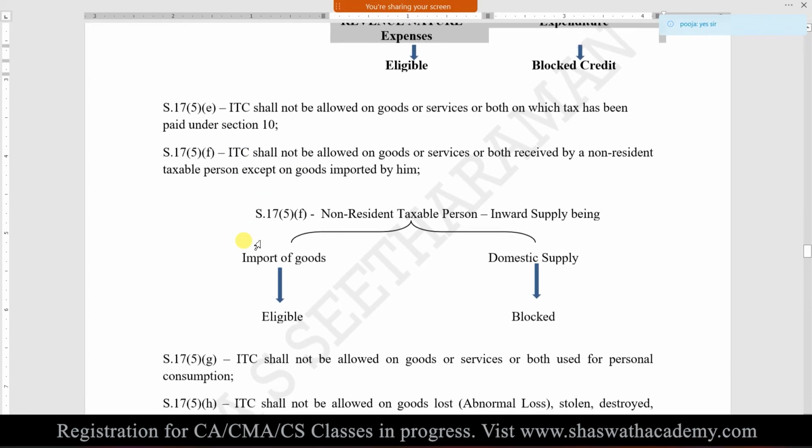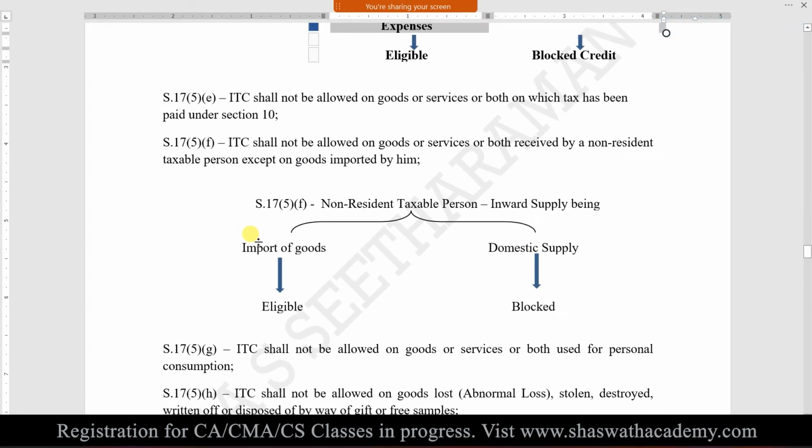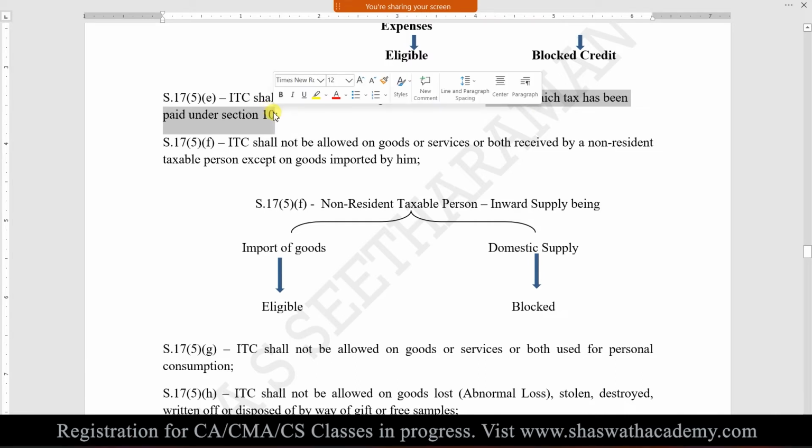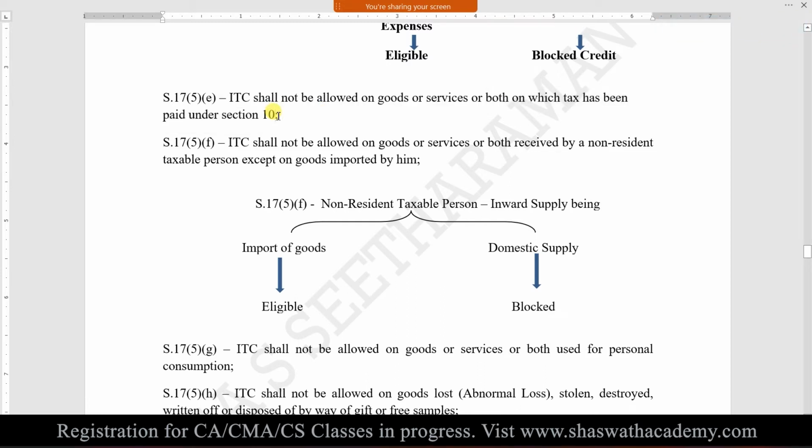And my dear brothers and sisters, barring this, it is all a simple cakewalk in the blocked credit. ITC shall not be allowed on taxes paid under section 10. We understand composition scheme supplier. Tell me, my dear, whether a composition scheme supplier is eligible to collect tax. Section 10 subsection 4 says a composition scheme supplier is neither entitled to collect tax nor eligible for taking ITC credit. Very good. Therefore, he could not have paid. Even if it is erroneously charged, one cannot take credit. That's what the law has to say.